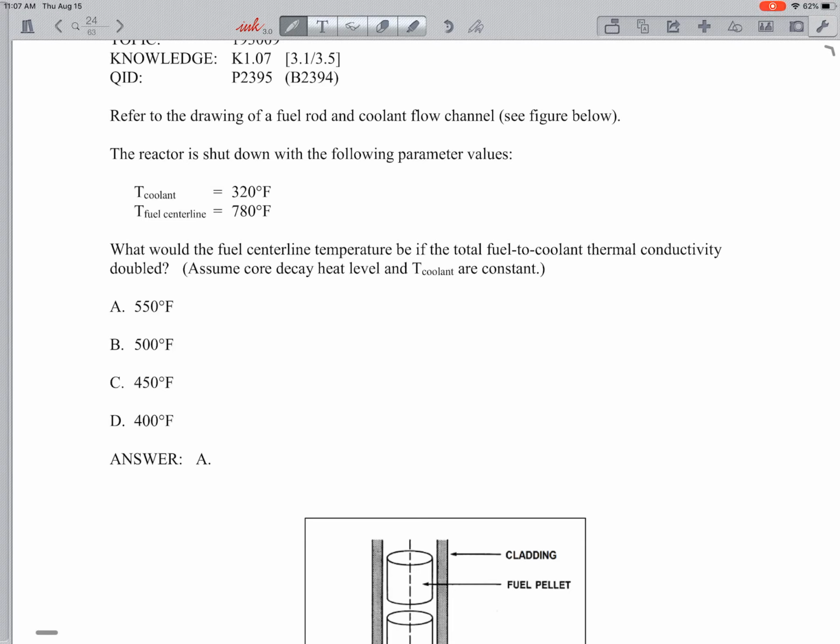2395. Is that one? Yeah. Reactor shut down with the following parameters. All right, now this one's a little different. We got to shut down reactor. So we're on decay heat. Does that matter? Well, it shouldn't.